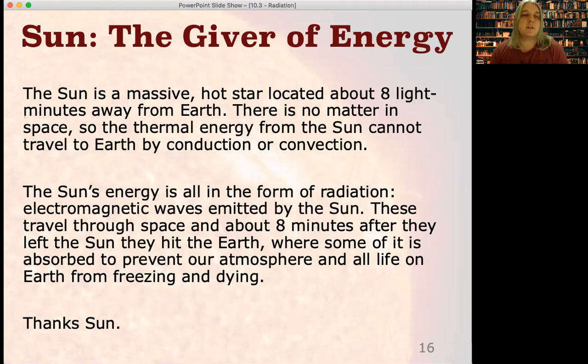And the thermal energy from the sun cannot travel to Earth by conduction or convection. This is what we started this topic out by talking about.